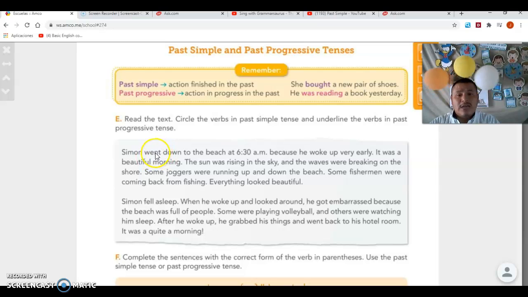So you need to underline, okay? For example, Simon went. So this one, it is the past simple. So you need to circle the past simple, and you need to underline the past progressive. For example, woke up means past simple, and was racing, it is past progressive, okay? Were breaking, past progressive, okay? So that's all you need to do. Remember, you need to circle the past simple and underline the past progressive tense.